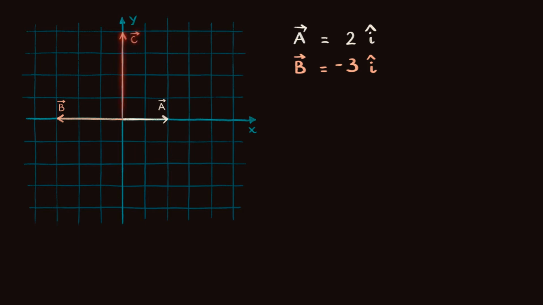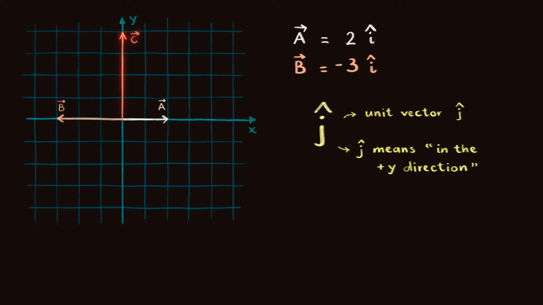Here is vector C that has a magnitude of 4 units in the positive y direction. The unit vector for the y-axis is j hat, which is the equivalent of in the positive y direction. So here's how we can express vector C.